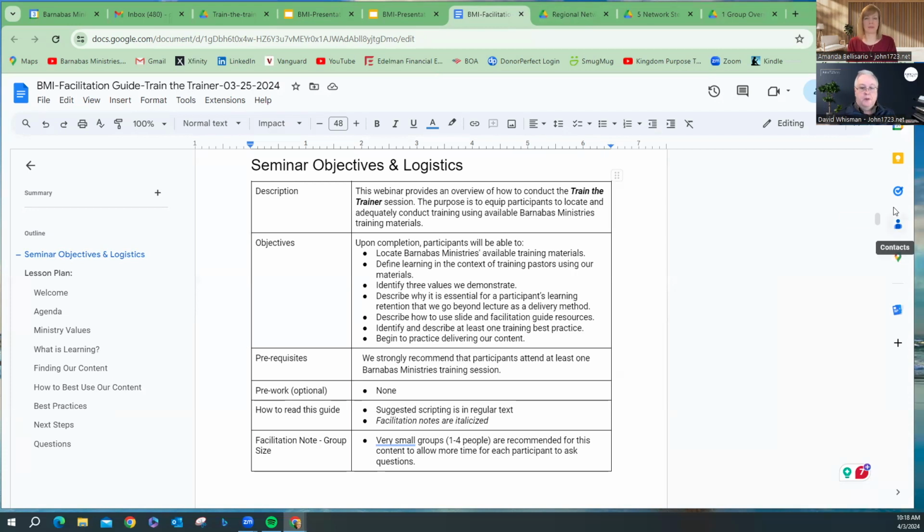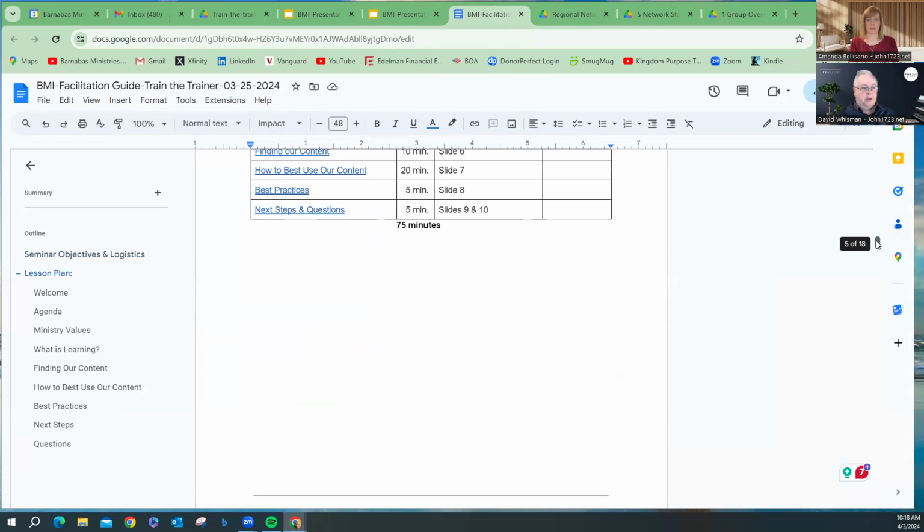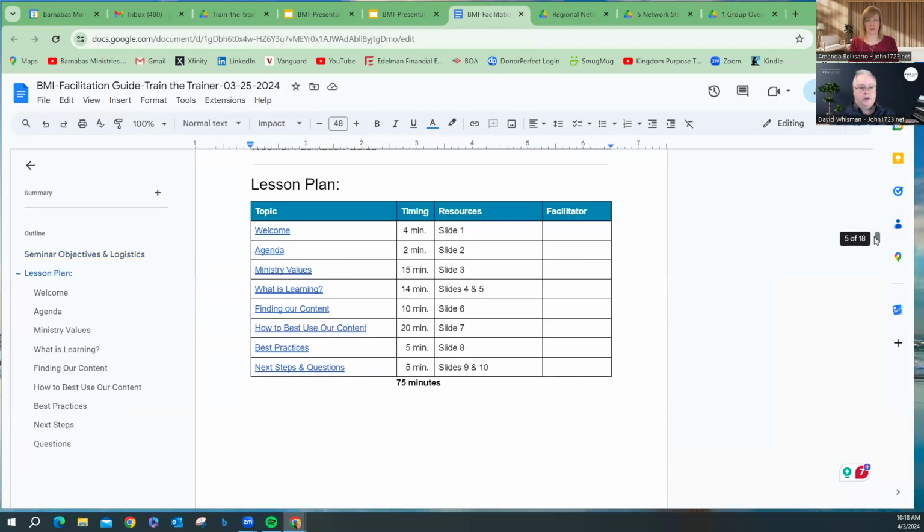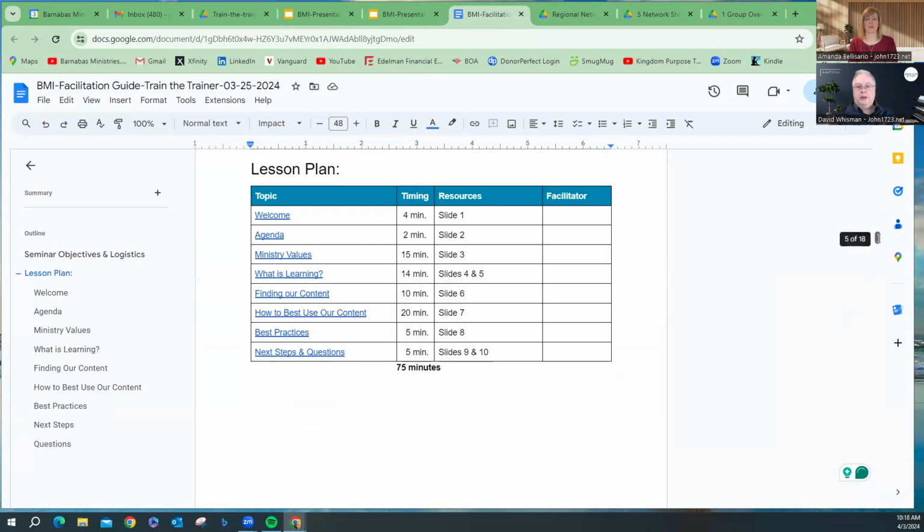Fantastic. So there's other helpful things in this facilitation guide. I also put a lesson plan in all of our guides. That gives you an idea of how long to spend on each thing. So in this particular plan, you'll see different topics and how much time you'd spend, and then also the slide numbers. This is an earlier version of the session that we're doing now, so you're looking at it a little bit differently.